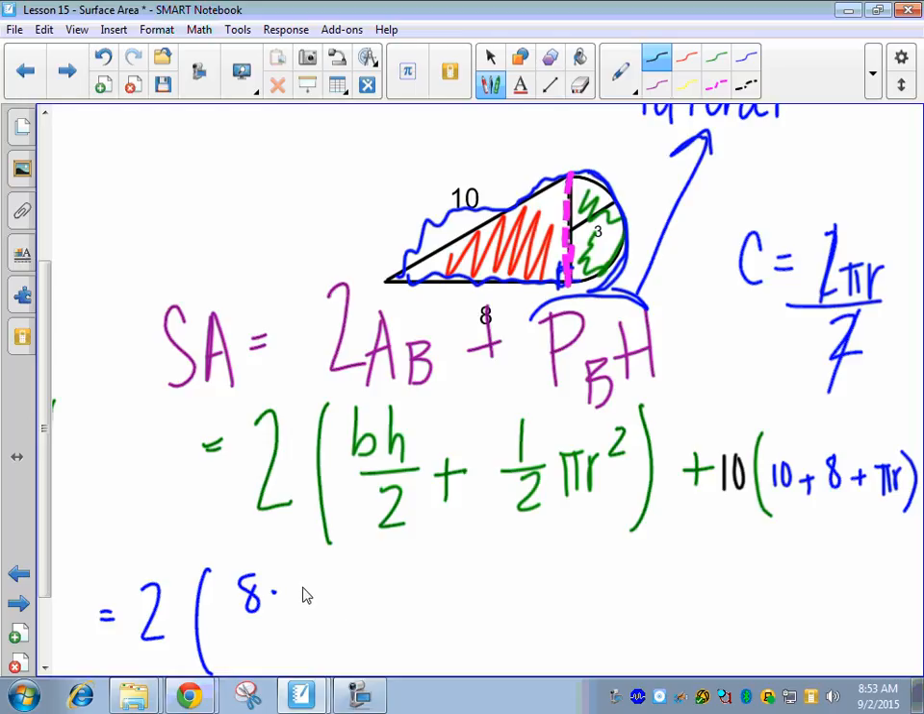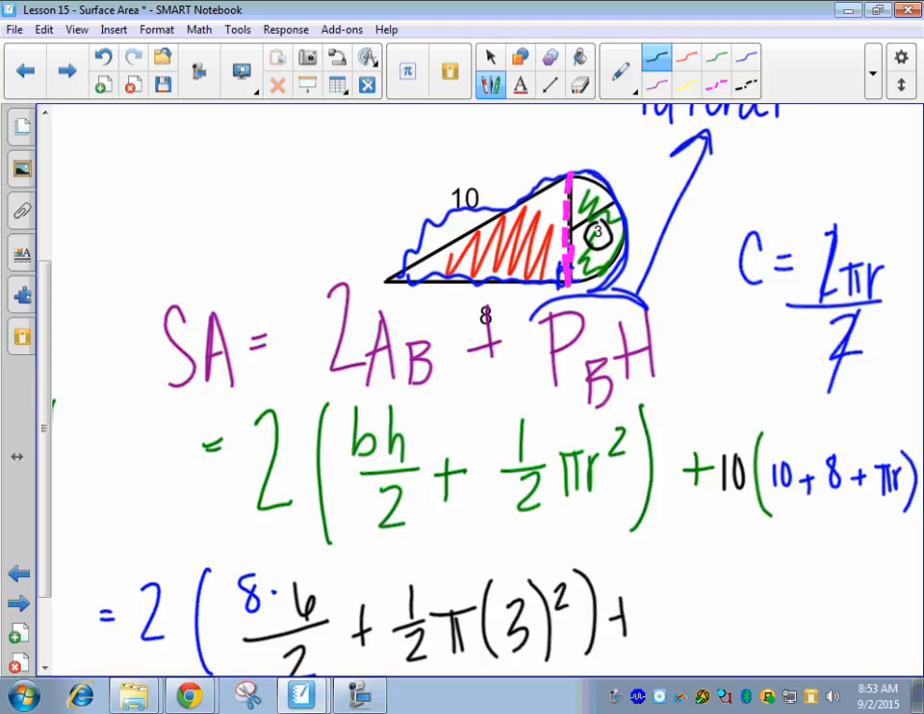Okay, so we have 8 times 6 over 2 plus 1/2 pi times radius. So our radius was 3. 3 squared plus 10, because that's our height. You could also put the 10 on the end, same thing. And then we have 10 plus 8, which gives us 18, plus pi r. Our radius is 3, so we're plus 3 pi.